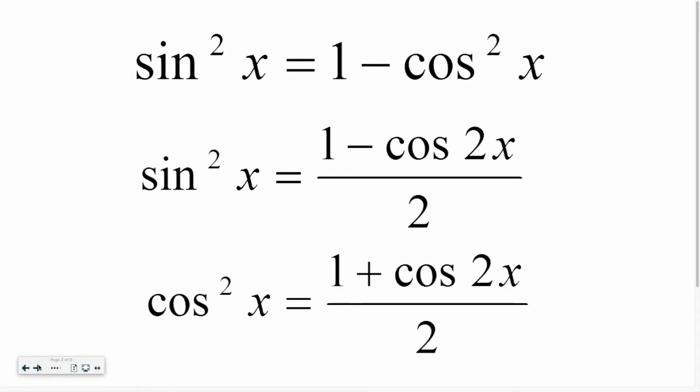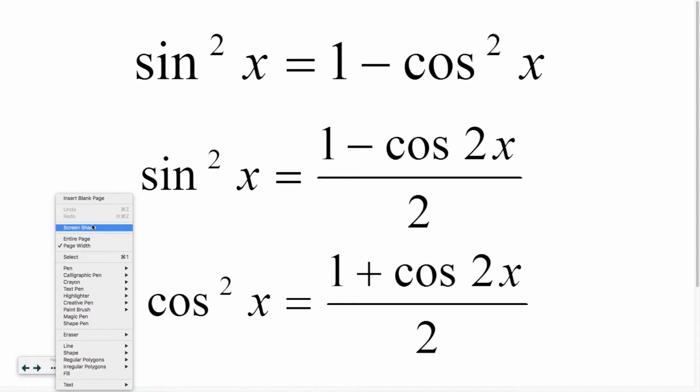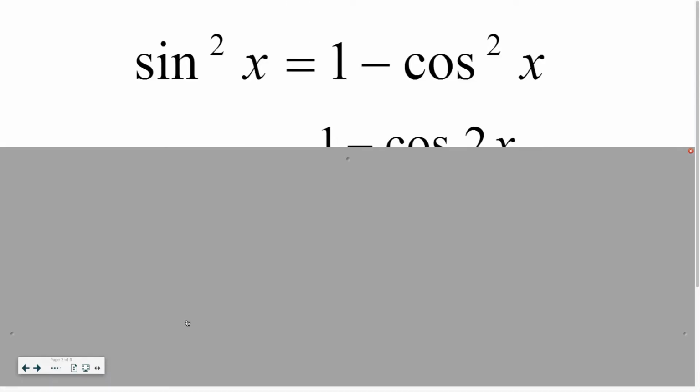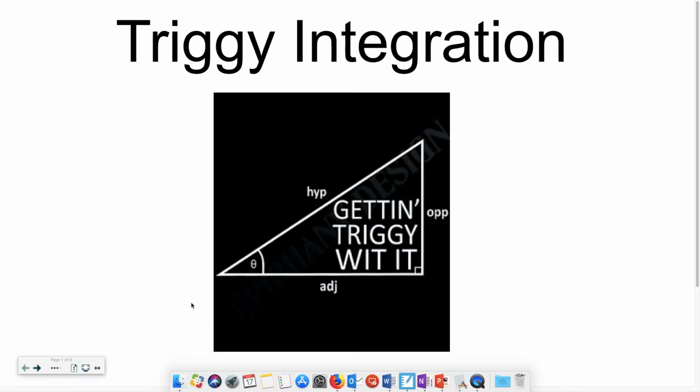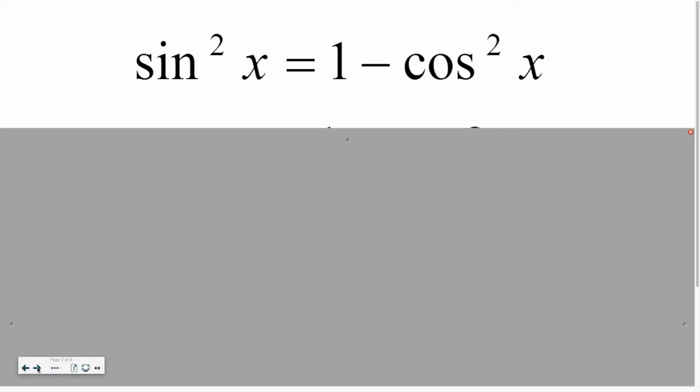So let me remind you of, first of all, this first one is what we call the Pythagorean identity. Yes? Yes, sorry. Did it say that over here? It didn't. That was my bad. It does on the board though. Oh. I'm sorry.